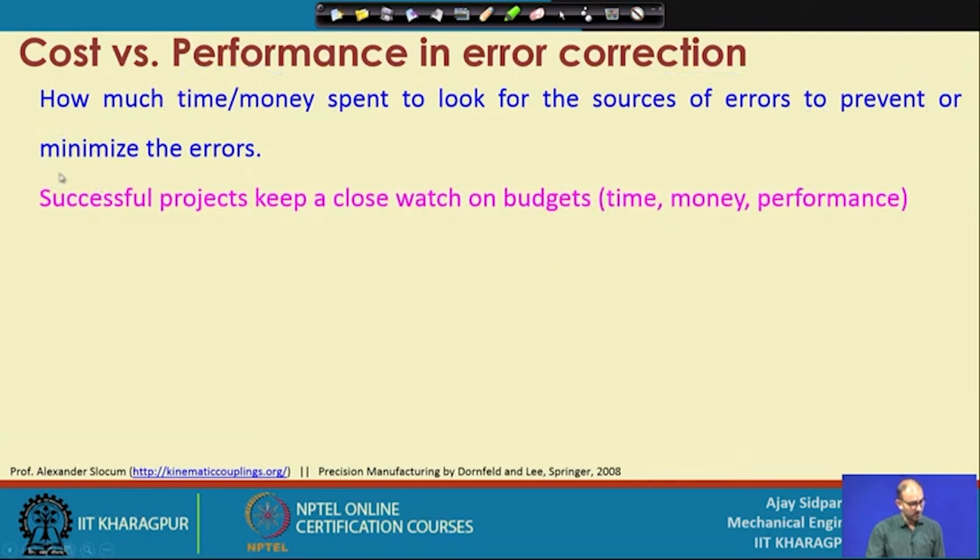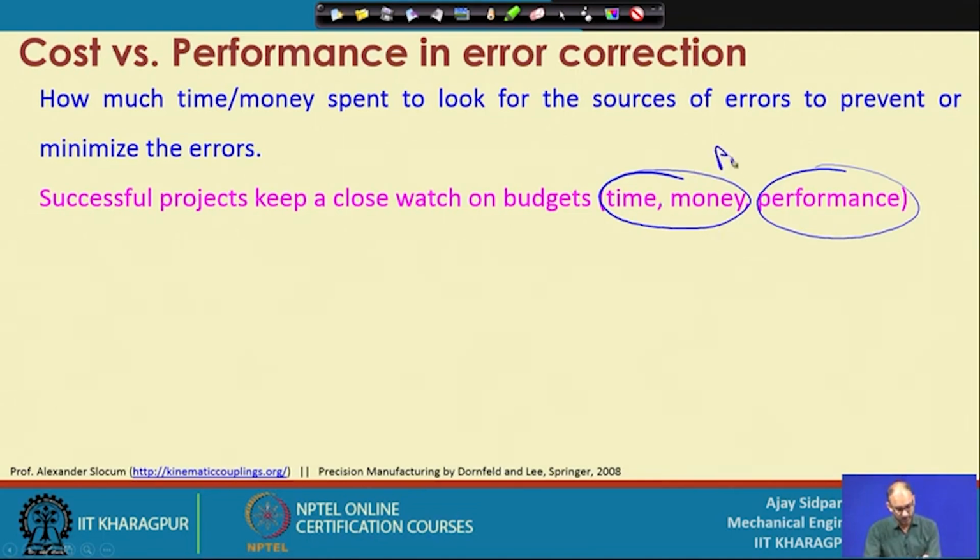So, what is a successful project? A successful project keeps a close watch on the budget, because you have to understand how much gain in performance you get by spending how much time and money, because these two things are very important. You cannot always just think about spending time and money, but you also have to extract more performance or more components by spending time and money, because ultimately everything is connected with profit. If you are not looking at the profit, then you are always in a problem, that you are not utilizing the machine and the resources perfectly, right.